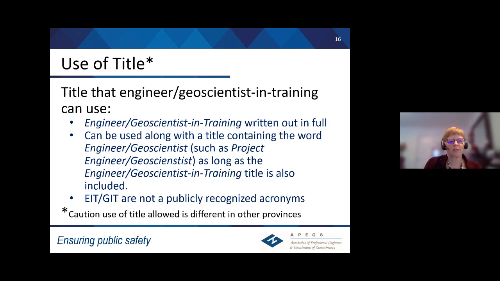This also applies to the use of the engineer in training or geoscientist in training title. There is no official abbreviation for these. Once you are a member in training, you will be able to use this title, but you must write out the entire thing, either engineer in training or geoscientist in training. And if you end up going somewhere other than Saskatchewan, you'll need to check in that province or territory to find out what the protected titles and use of title is in that jurisdiction, because it does vary a little bit from place to place.